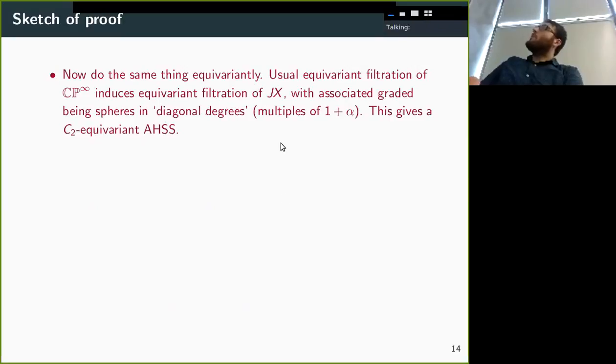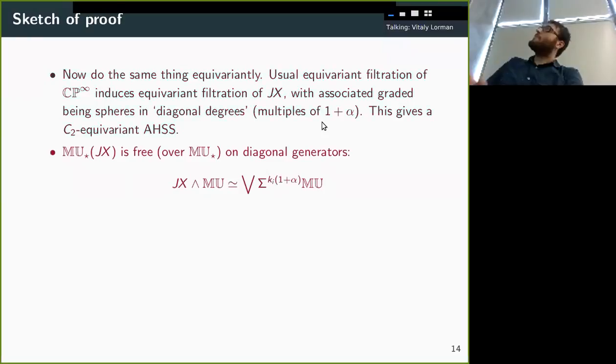So we can get the Atiyah-Hirzebruch spectral sequence from a skeletal filtration of our space. So let's take the usual skeletal filtration of CP infinity, but remember the C2 action. And now the associated graded of that is going to have spheres in diagonal degrees, in multiples of the regular representation. And we run the Atiyah-Hirzebruch spectral sequence equivariantly. And from that, we can conclude that the equivariant MU homology of JX, so the idea here is we know the equivariant MU homology of CP infinity from the real orientation of CP infinity, and the Atiyah-Hirzebruch spectral sequence for MU homology of JX. JX is just a wedge of smash products of CP infinities. It behaves the same way.